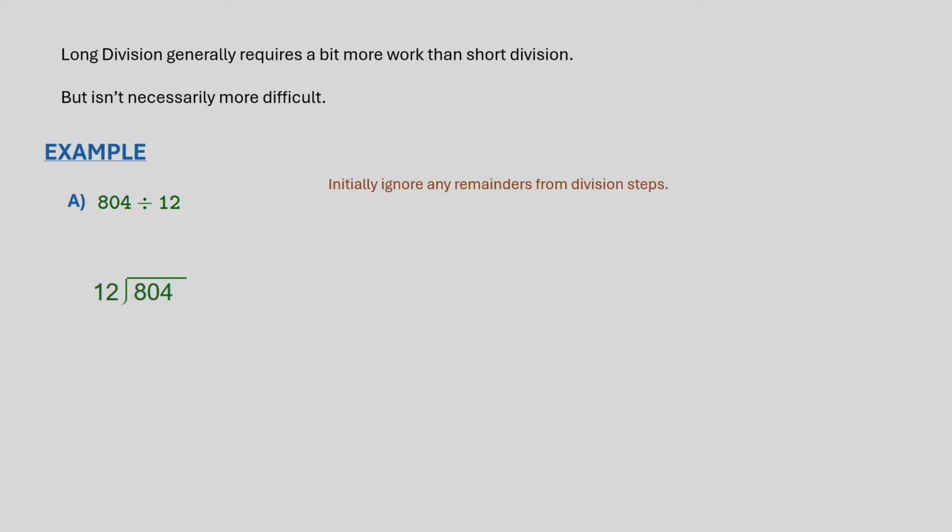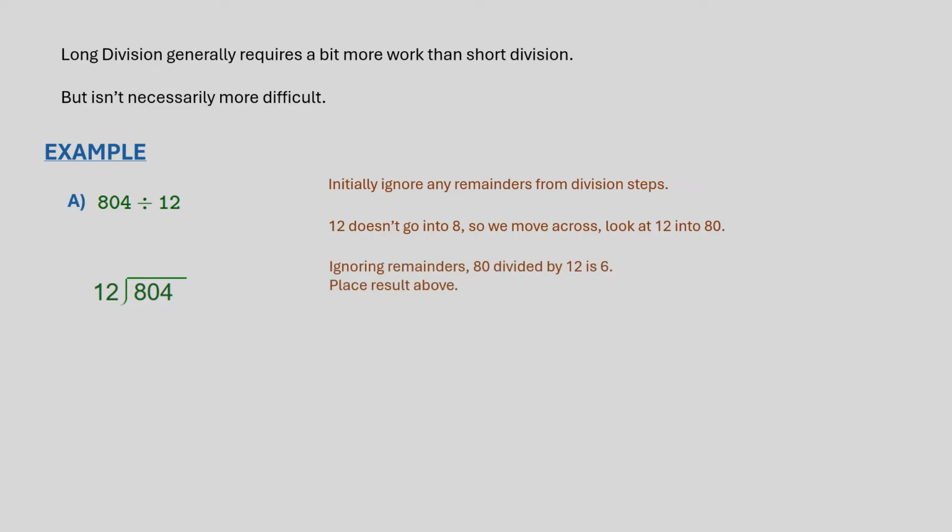Now initially, as we go through the steps of long division, we ignore any remainders. We only have to worry about there being a possible remainder at the very last step. Now to start off with, 12 does not go into 8, so we move across a bit. Ignoring any remainders, 12 goes into 80 6 times.